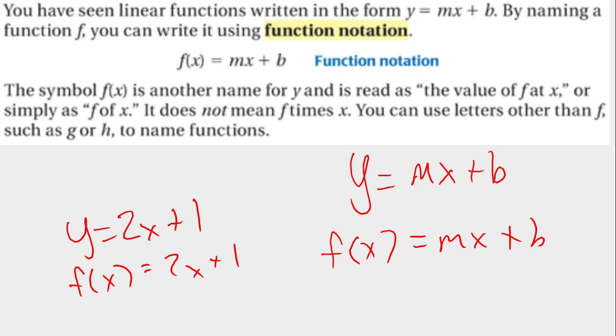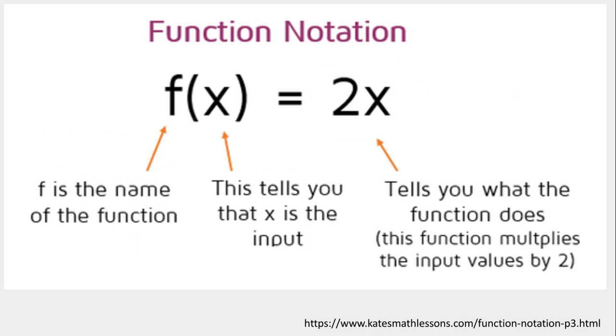F obviously stands for function, but you could also use other letters. It says here G and H are options. But pretty much any letter you could use to name a function. Okay, so here is the name of the function. Whatever variable you're going to be substituting in, aka the input. And then on the other side, it's whatever is happening to the input. So in this case, it would be 2 times whatever number you're putting in for x.